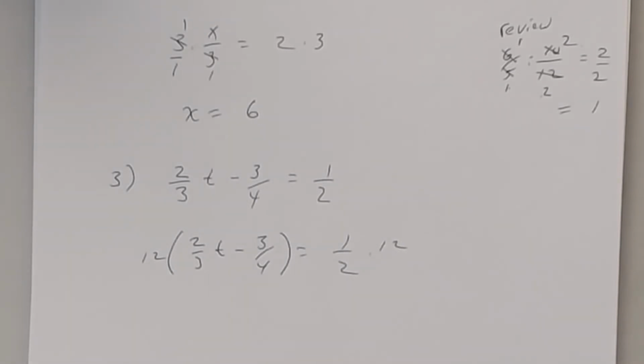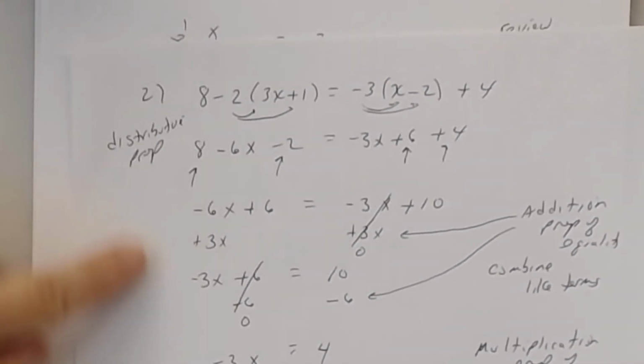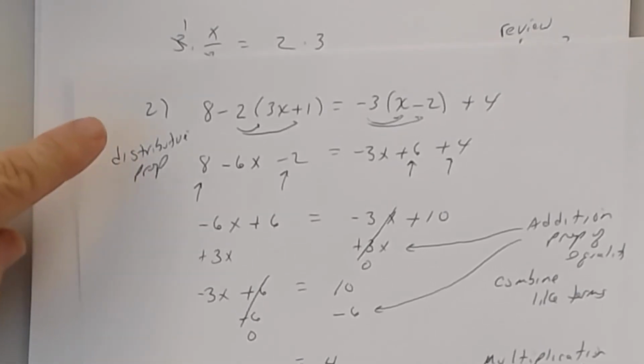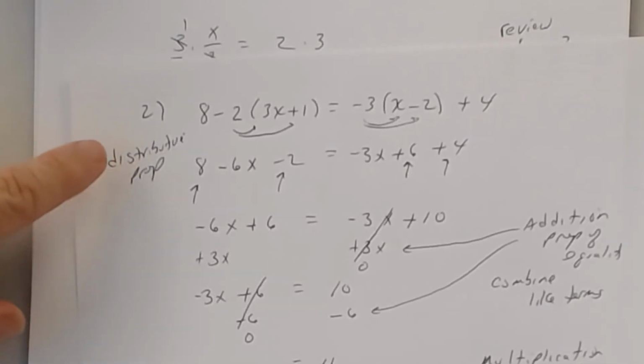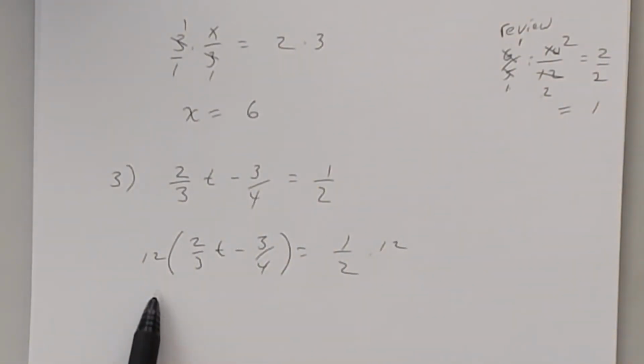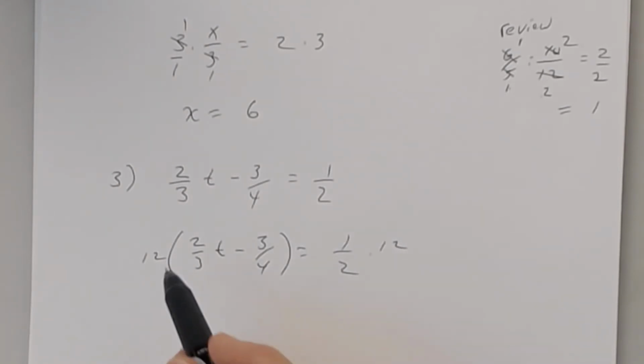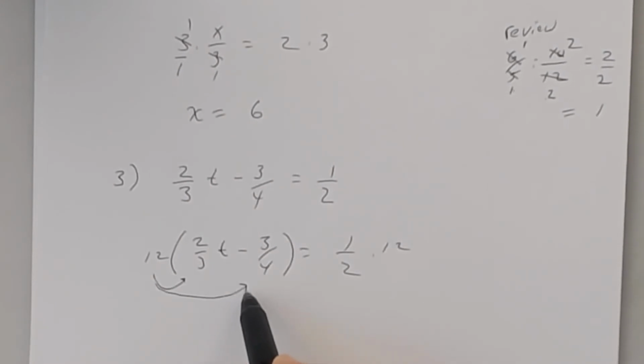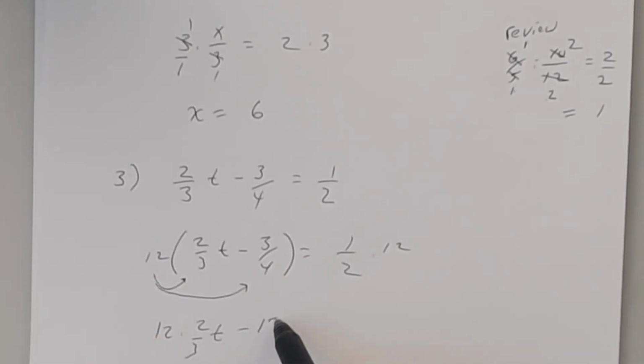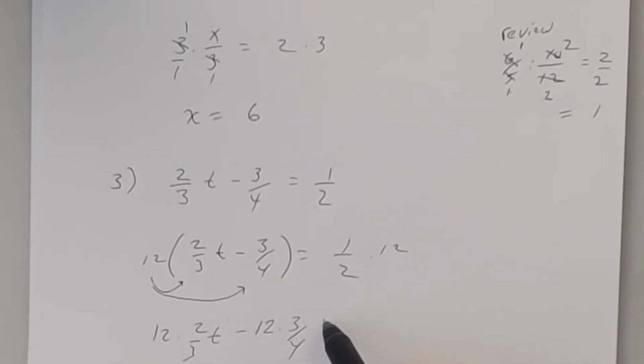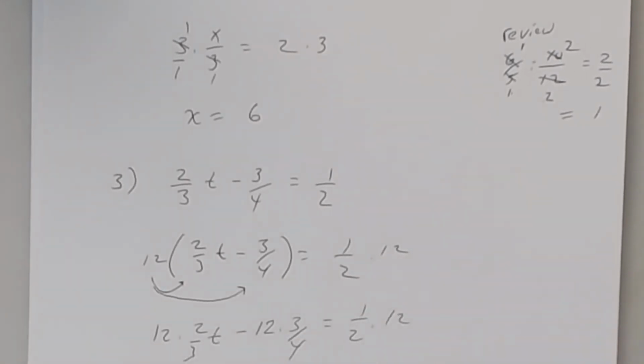Now, remember the previous two we did, meaning these two right here. What was one of the things we did? Get rid of the parentheses. What did I do? Distributive property. So you see I introduced parentheses. Now I've got to get rid of them. So how to get rid of these parentheses? Use the distributive property. So this becomes 12 times 2/3 t minus what? 12 times 3/4 equals 1/2 times 12.